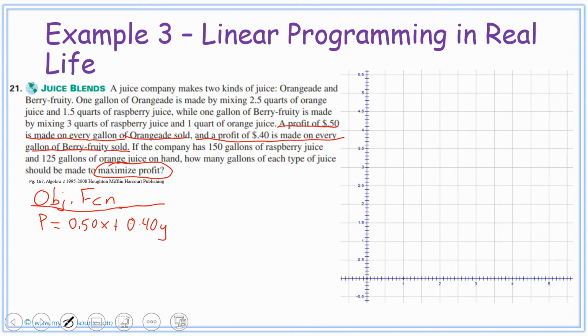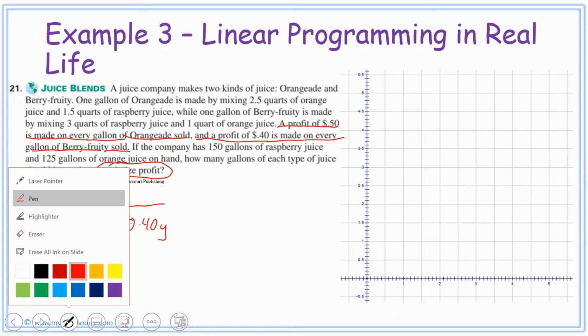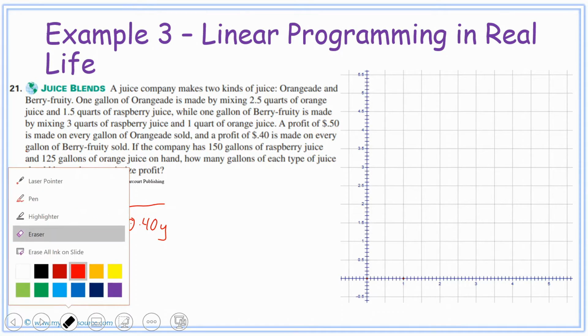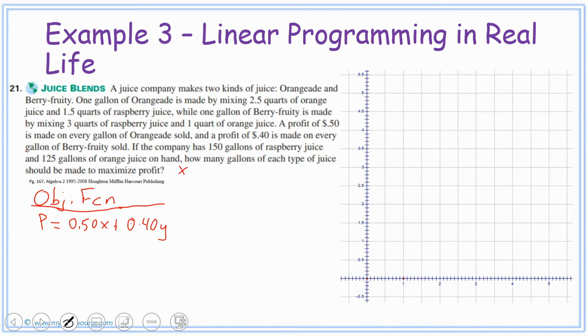Alright, so now that I have my profit function, that's what I'm maximizing. I can use that to build up my inequalities. So I see here that I have X representing every gallon of orangeade. So that means X represents gallons of orangeade, and Y is going to represent gallons of berry fruity.